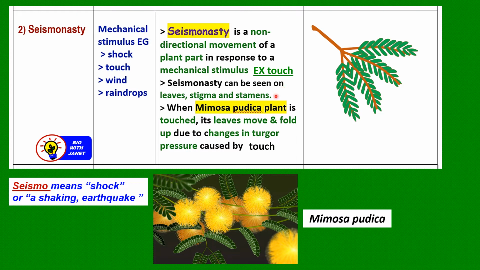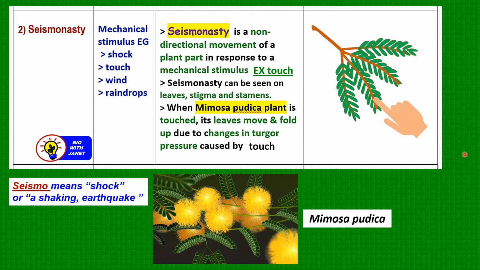This response can be seen in the leaves of certain plants, in the stigma and stamens of certain flowers. So let's take the example of the plant called Mimosa pudica or pokok semalu. Sometimes we call it the shy plant or the touch-me-not plant. So we have to know the scientific name, Mimosa pudica. Now when it is touched, its leaves will move and fold up due to changes in turgor pressure of the cells caused by touch.